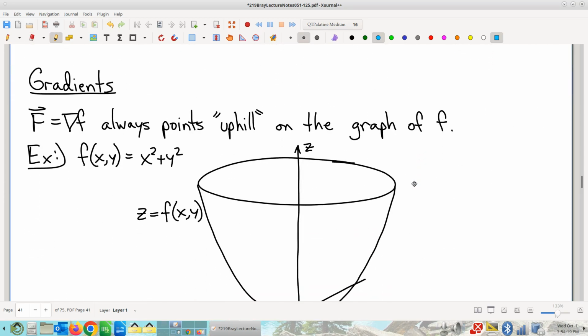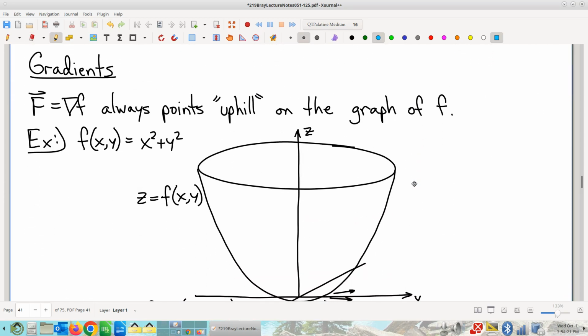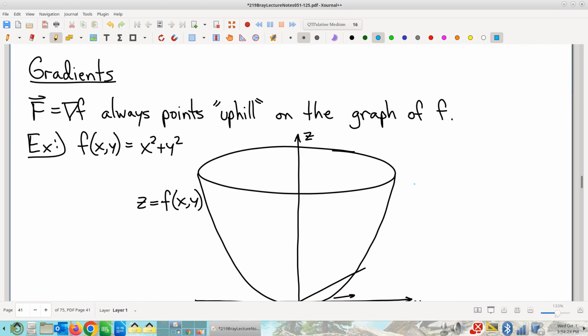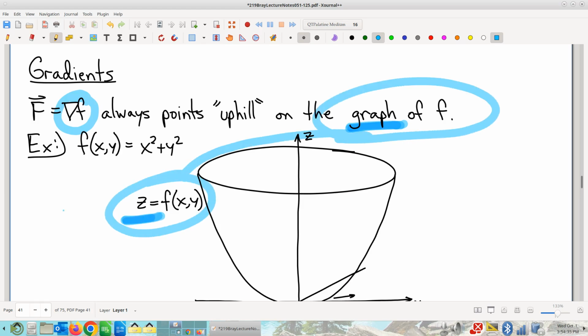Okay, gradients. Now, y'all already understand gradients. Y'all know the formula for gradients. We know that if you're looking at a graph of a function, gradients point uphill. Direction of steepest ascent when you're looking at a graph. All right, now all of that was thinking of the gradient at one point.